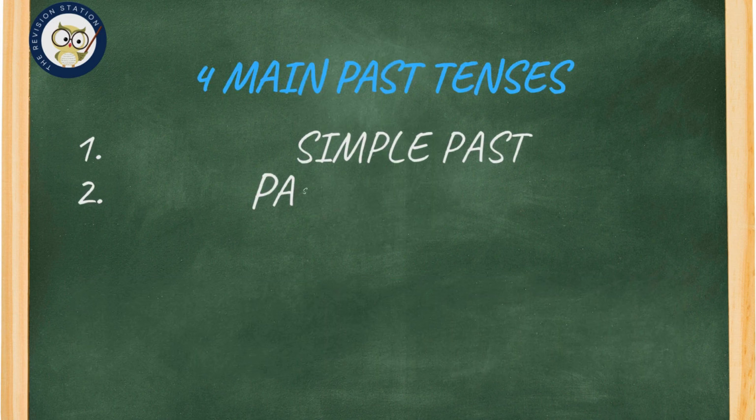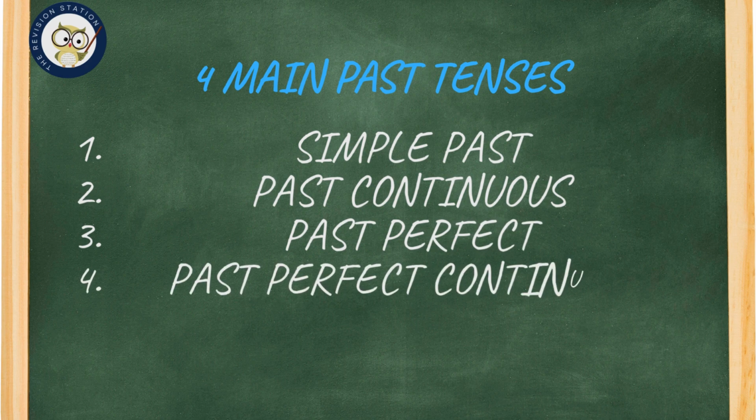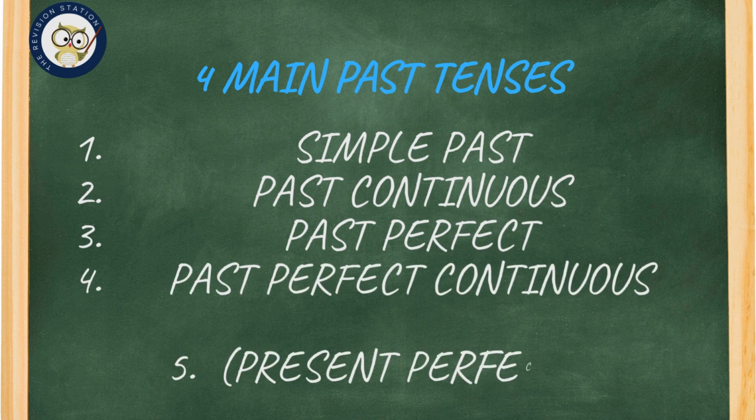In English, we have four main past tenses. We also have the present perfect, which is a bridge between the past and the present. So it's quite easy to get confused.